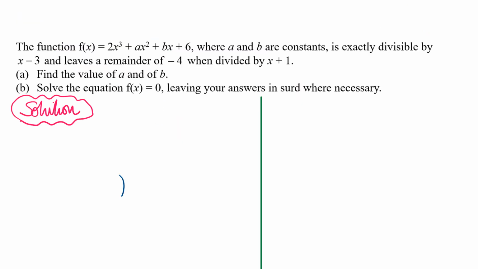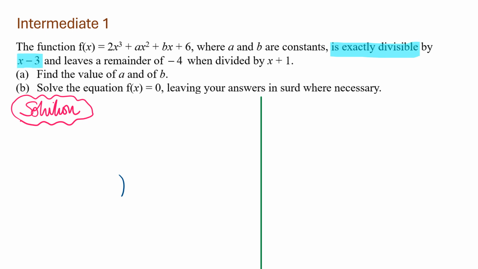Right, so let's upgrade ourselves. What we have done are two basic questions involving remainder theorem. Now let's look at a more intermediate standard. In this question here, you're given the polynomial 2x cubed plus ax squared plus bx plus 6. And basically there are two unknowns there, a and b, right? So this polynomial is exactly divisible by x minus 3, but leaves a remainder of negative 4 when divided by x plus 1.